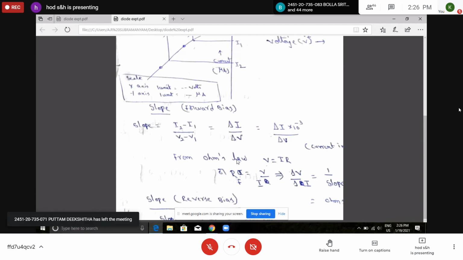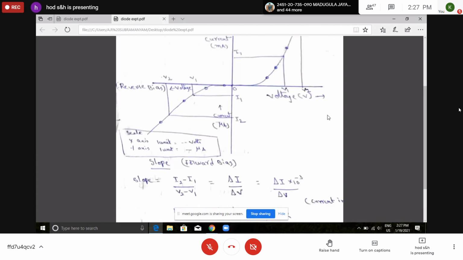Then according to Ohm's law, you know that V is equal to IR, or R is equal to V by I. So RF, that is the resistance in the forward bias, is V by I, that is delta V by delta I. What is the slope? Slope is delta I by delta V. So 1 by slope is nothing but the resistance. So once you calculate the slope, 1 by slope will give you the resistance of the diode in the forward bias. You will get some slope value, and you should consider this 10 power minus 3 also. Once you take the reciprocal of the slope, you can calculate the resistance of the diode in the forward bias.